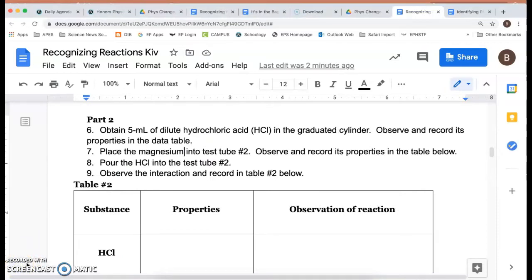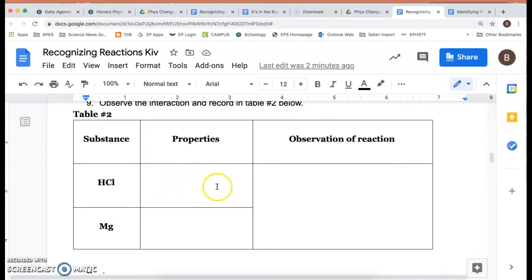All right, let's begin part 2 now. I've got the hydrochloric acid. It's in this bottle. I have a strip of magnesium. It's this metal right here. So what we need to do is make observations of the properties and then record them in the data table, which is right here. So we're going to look at the hydrochloric acid. We'll look at the magnesium separately. You'll write down the properties, and then I will get them to react.